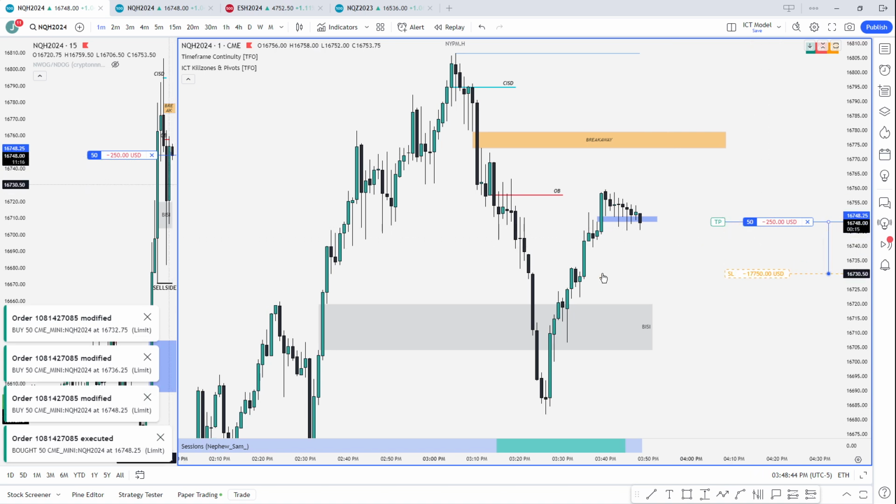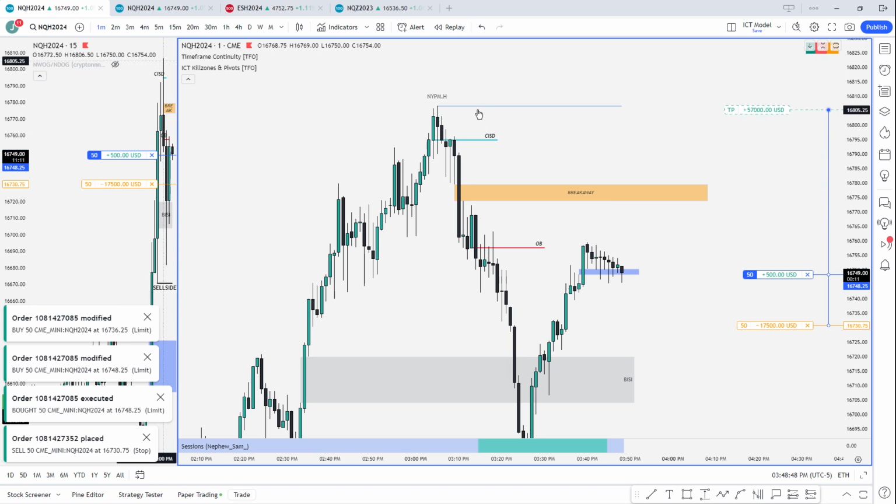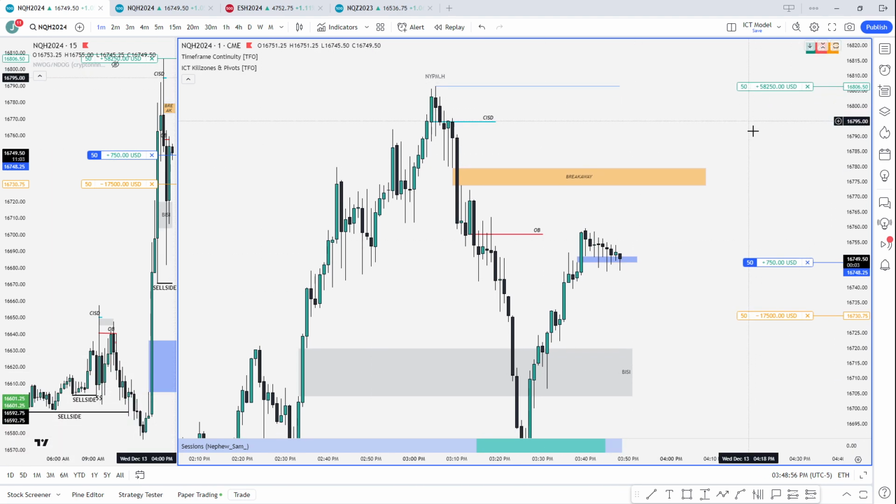All right, there we go. Stop loss below here, and we'll take profit at the high. Oh, what good. It's a good car, take profit. Nice Mercedes-Benz, take profit.